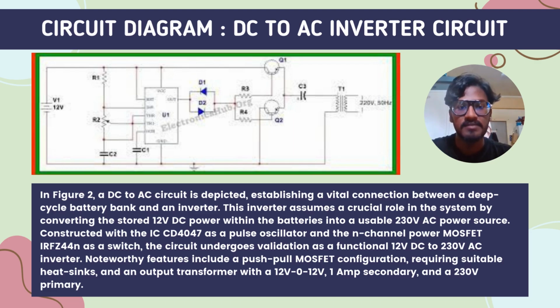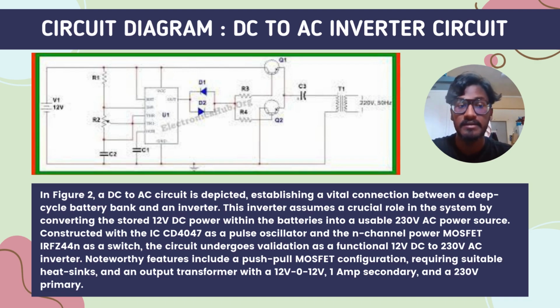The inverter circuit, which converts a 12 volts DC input into a 230 volt AC output, is constructed using the IC CD4047, which is a model name for a pulse oscillator for switching. The N-channel power MOSFET IRFZ44N serves as the switch in this configuration.